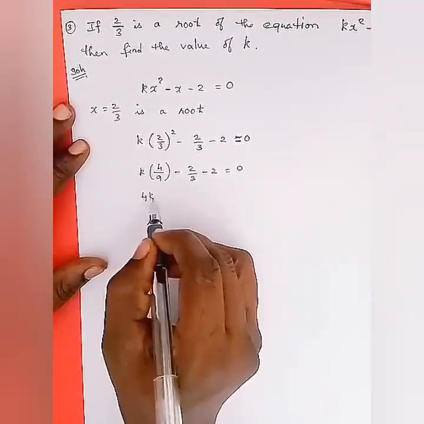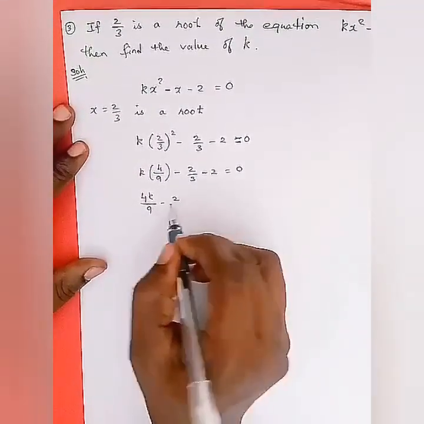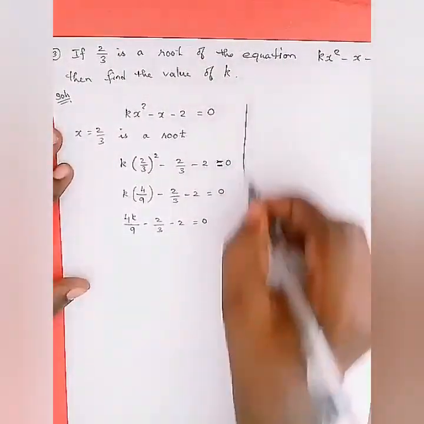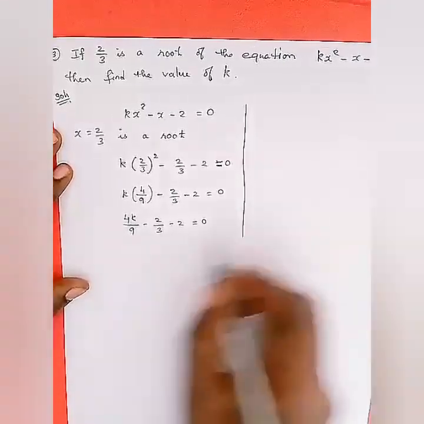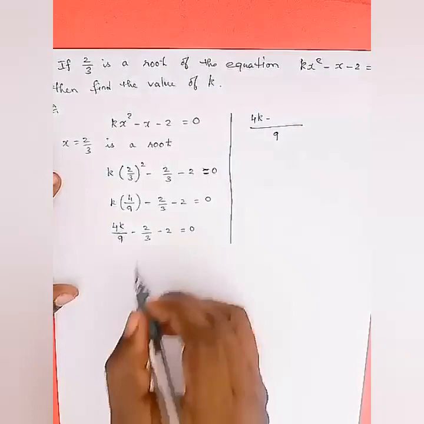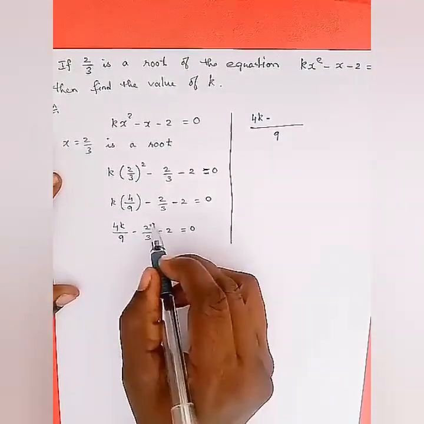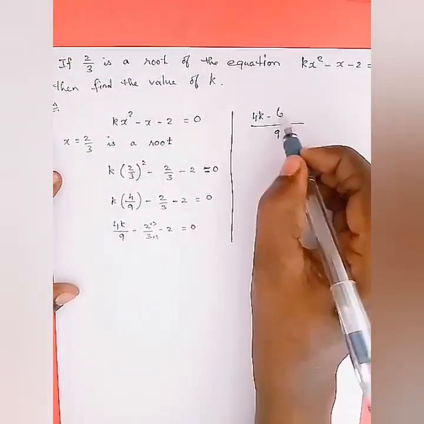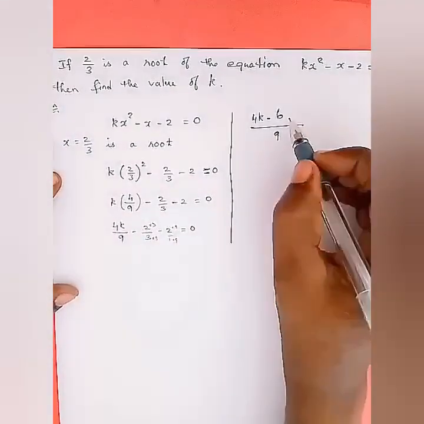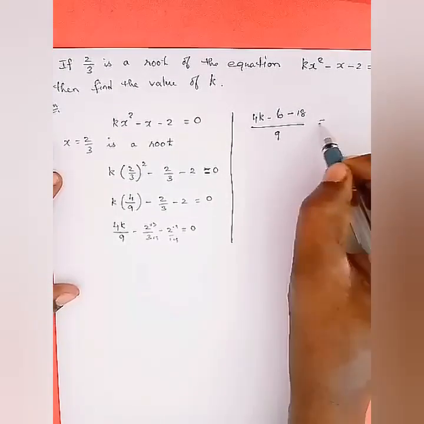That is 4k by 9 minus 2 by 3 minus 2 is equal to 0. Now take LCM, it is 9. So 4k minus, here if you take LCM, 3 into 3 is 9, so it is 6. Here 1 into 9 is 9, so it is minus 18 equal to 0.